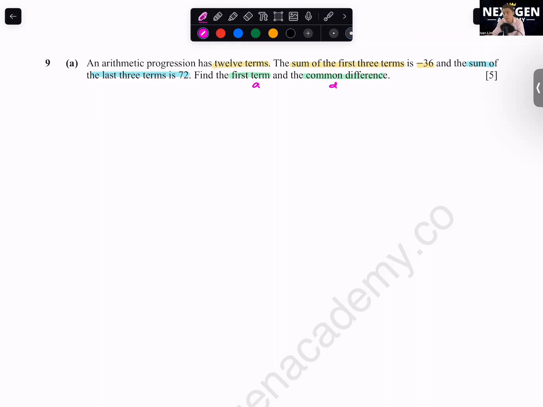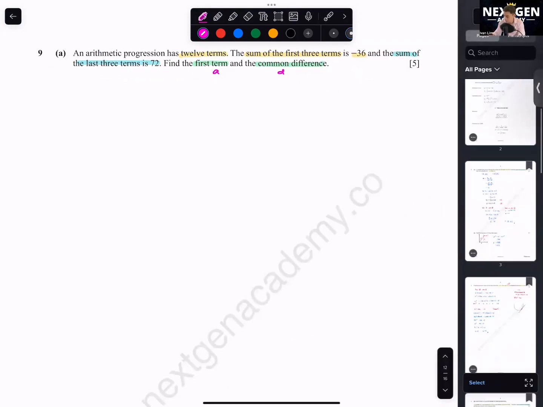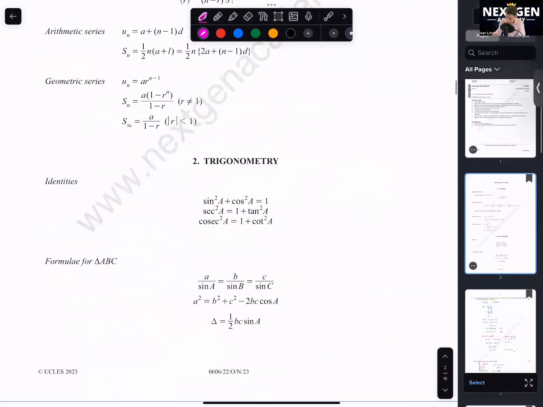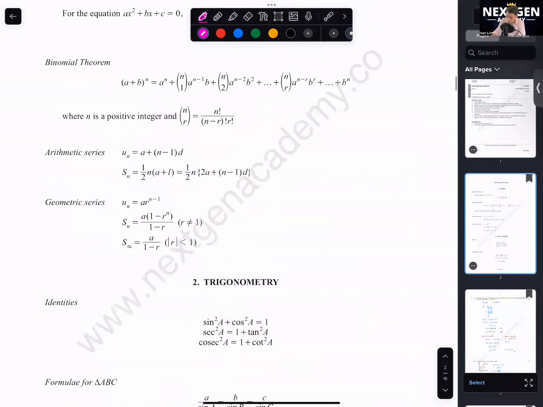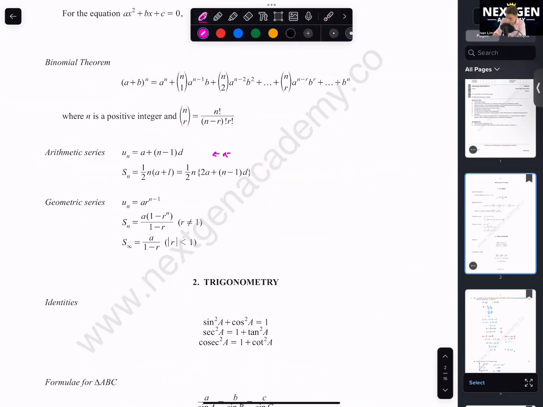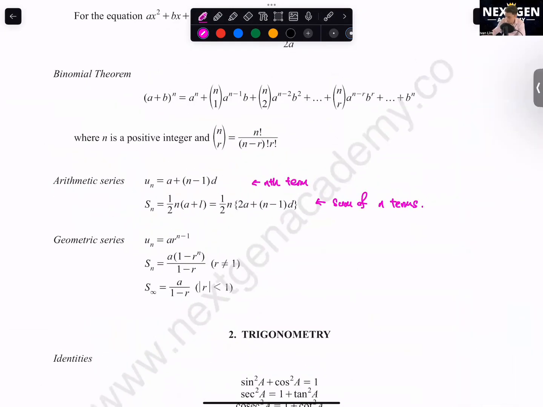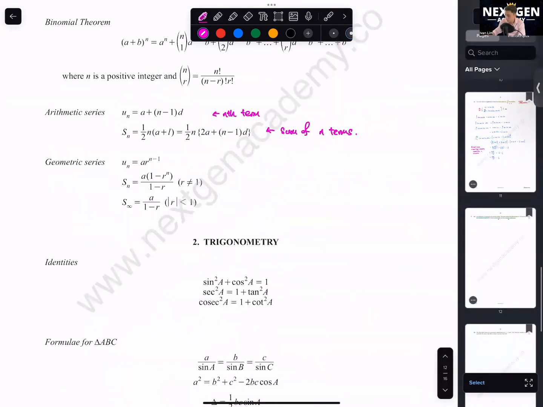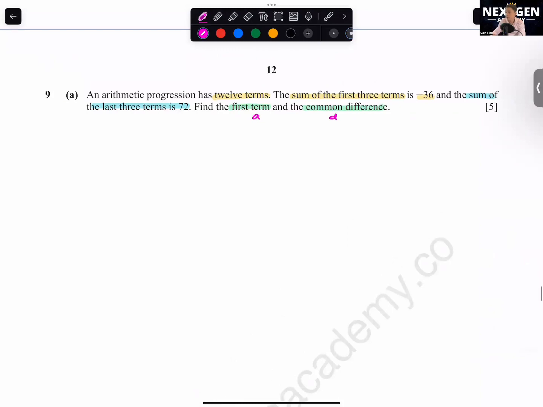Let's translate the sentence into the equation. What is the formula that we need? If you ever forget, don't need to worry. Go to your page 2, look at here, arithmetic series. Copy down the formulas first. This is your nth term. This one is sum of n terms. If you don't know, then you figure out from the formula itself.